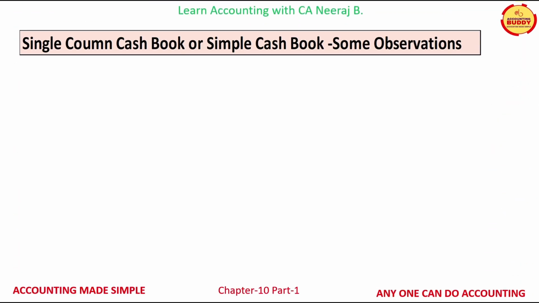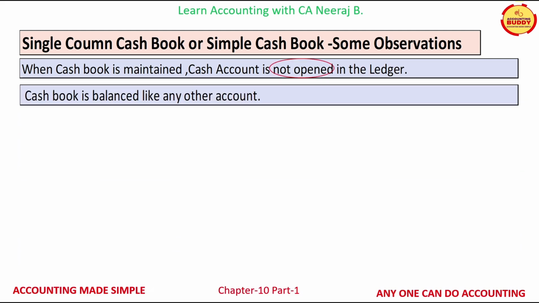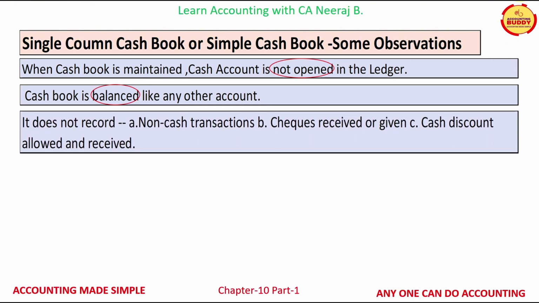There are certain important observations regarding single column cash book which should always be remembered. When cash book is maintained, cash account is not opened in the ledger. Cash book is balanced like any other account. It does not record non-cash transactions, checks received or given, cash discount allowed and received.